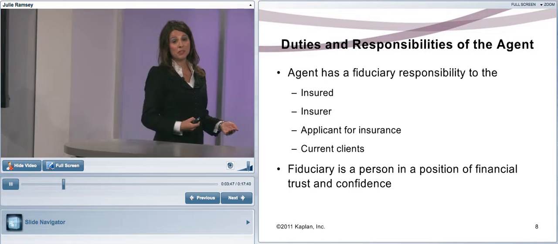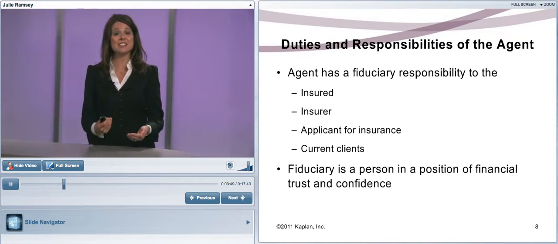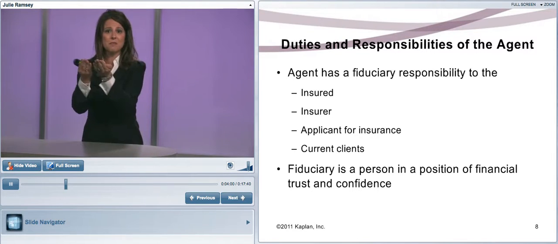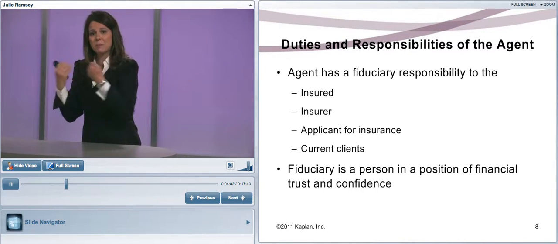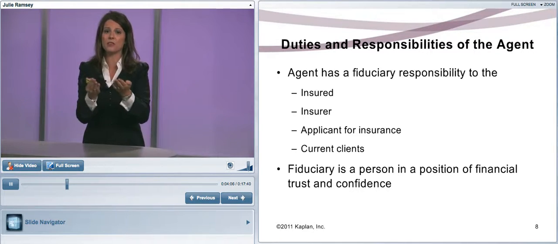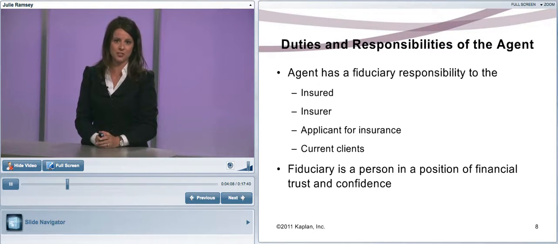Duties and responsibilities of the agent. As an agent or producer, it's the same thing, you have lots of responsibilities. One of those responsibilities is a fiduciary responsibility. Fiduciary means you're holding the money of someone else. It's not my money. I can't have the client make the check out to me, but I'm holding it for others. I'm holding it for the insurance company.